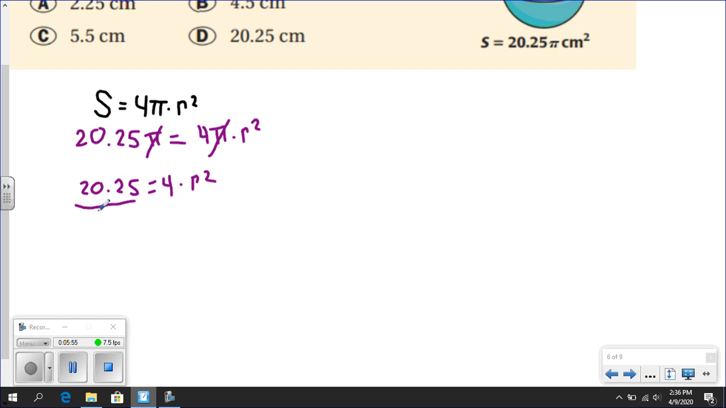Divide by 4 on each side. So 20.25 divided by 4, that is going to give me approximately 5.0625. That's equal to r squared. And remember, I need to find the radius, not radius squared, so I need to square root this, and 2.25 is equal to the radius.